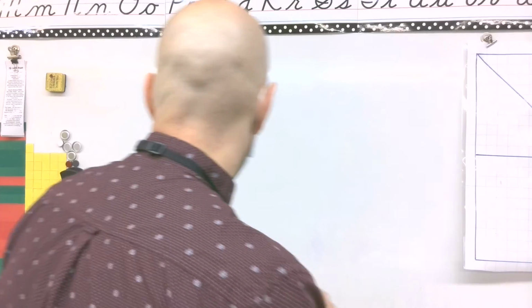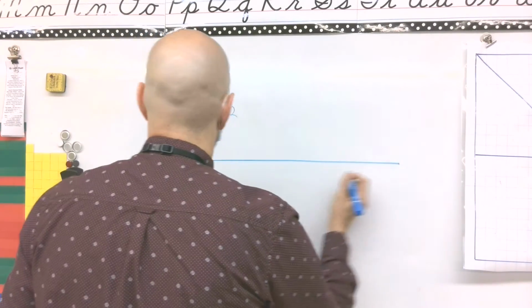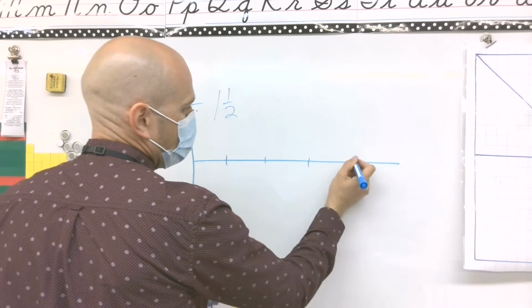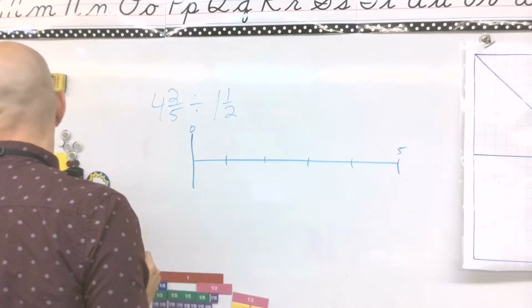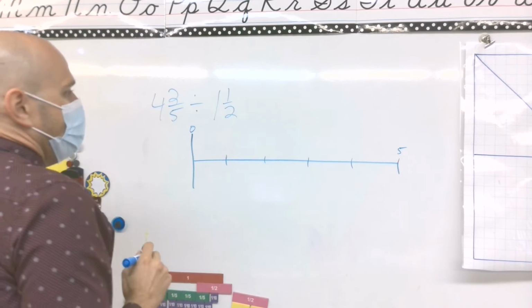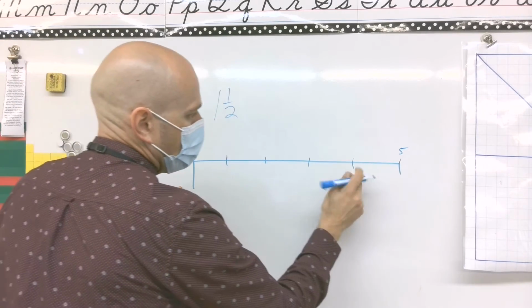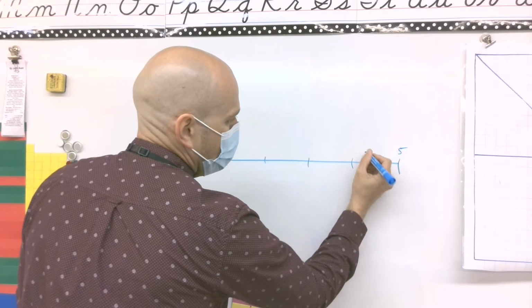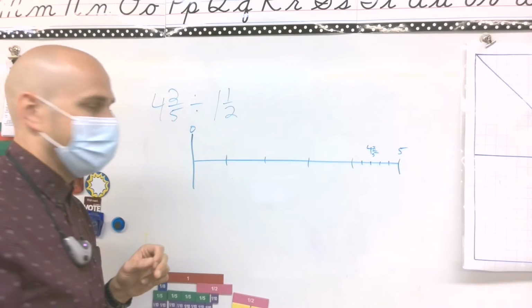So first, let's get a number line on our show-me boards. 4 2/5. I'm going to go 1, 2, 3, 4, 5 on my number line. There we go. And I know I've got 4 2/5, so I'm going to go 1, 2, 3, 4, and then 2/5. There, I've got 4 2/5 on my number line.